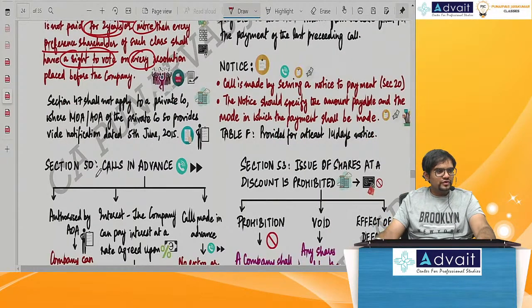Generally this is used for cumulative preference shares, but otherwise also it is possible.